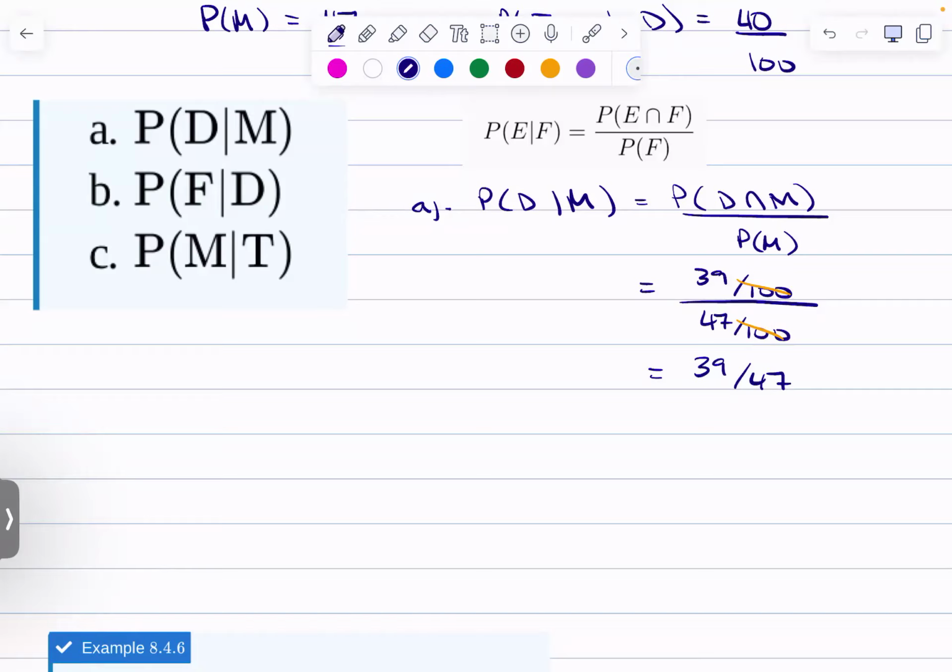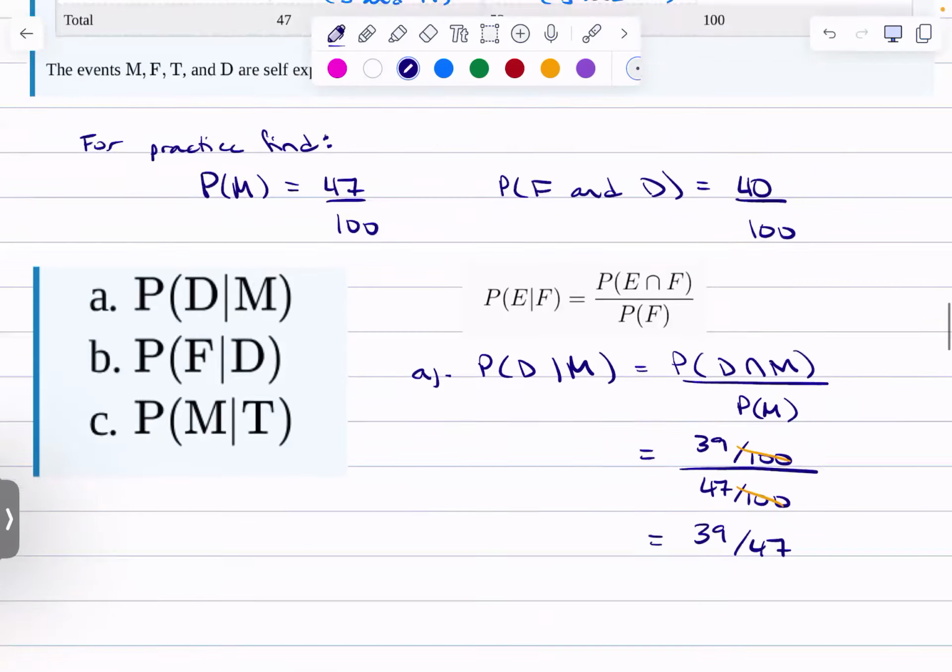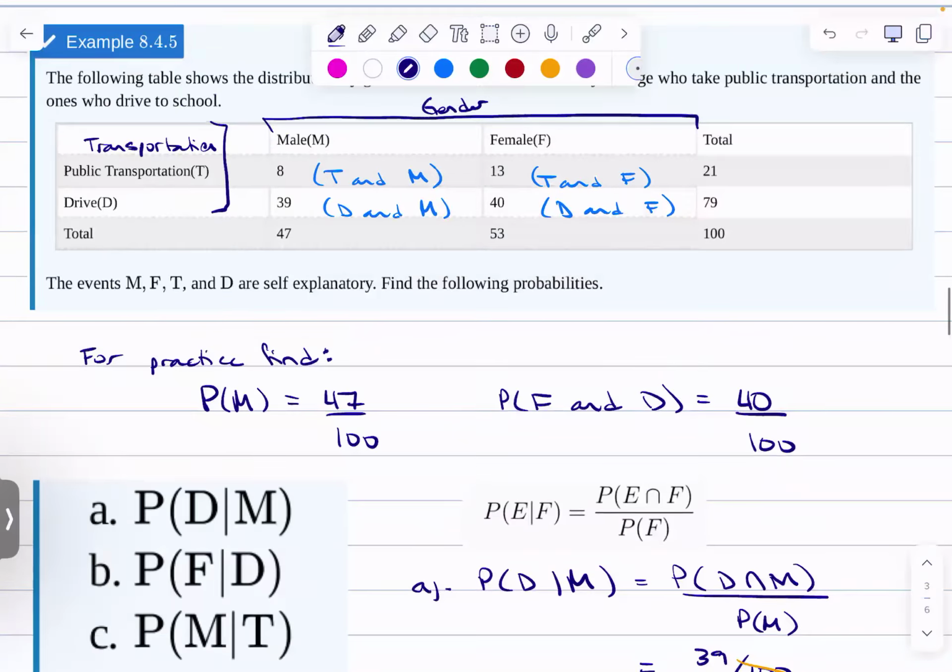Another way that you could do it, since you have the table, is you could say, okay, the probability that they drive, knowing that they're male, restricts my total to be out of 47. And so how many of those 47 drive? 39 of them. So 39 out of 47. That would be fine as well. But I want you to try to use the formula. But you can just use the table as well.